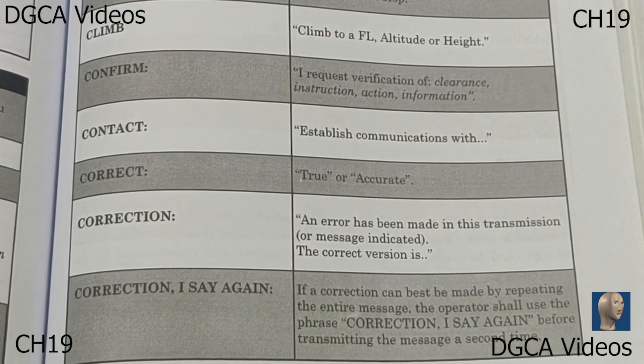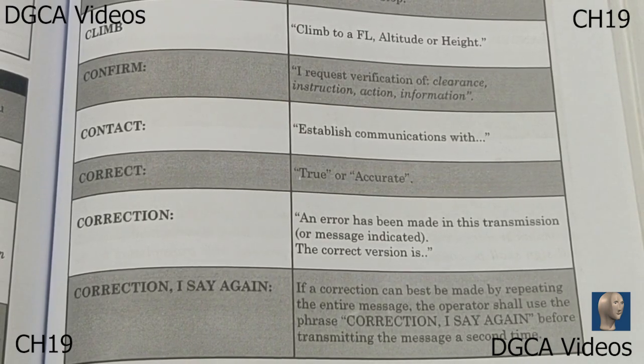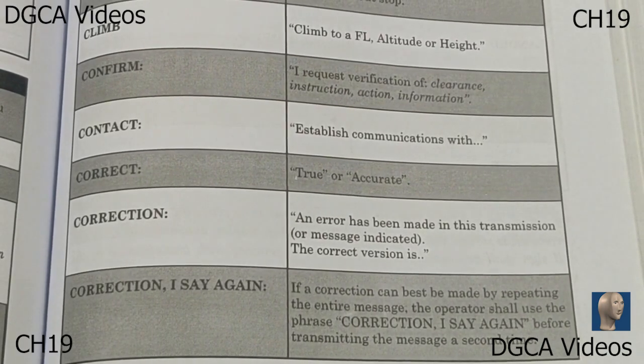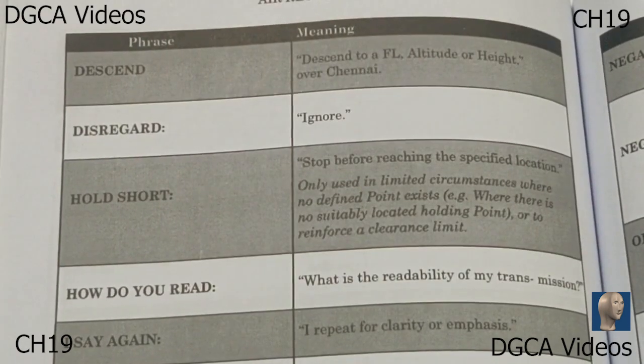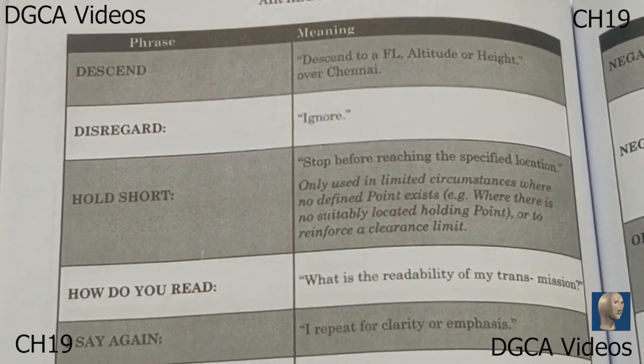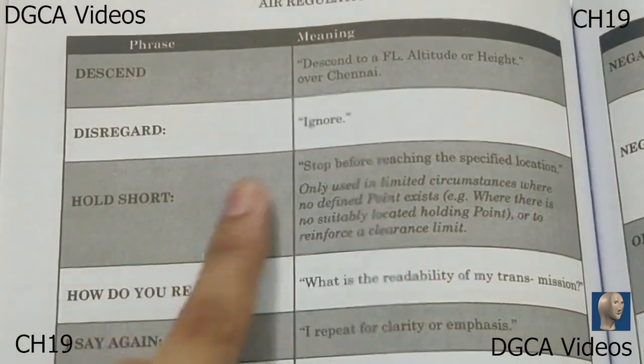Okay. Correction, I say again, if the correction can best be made by repeating the entire message, the operator shall use the phrase correction, I say again, before transmitting the message a second time. Descend, descend to a flight level, altitude or height over any place. Okay. And then disregard, that means ignore.